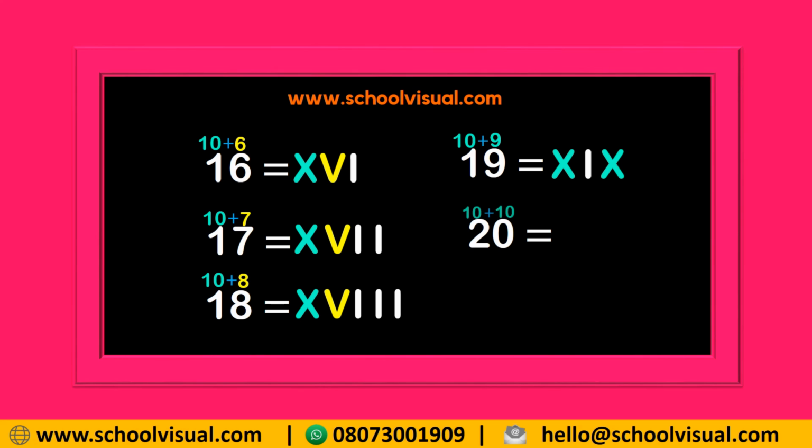20 is 10 plus 10. So this is 10 and this is another 10. So this is 20. Did you get them right? If you didn't get this right, I need you to watch this video over again and practice writing 1 to 20. Okay?